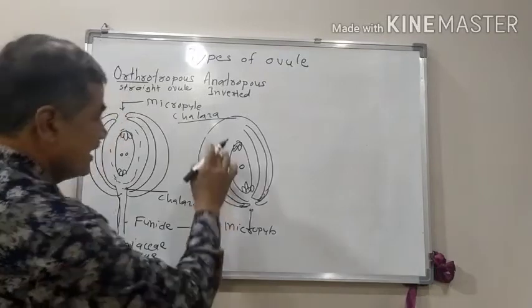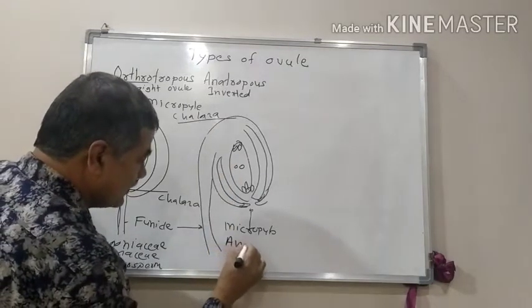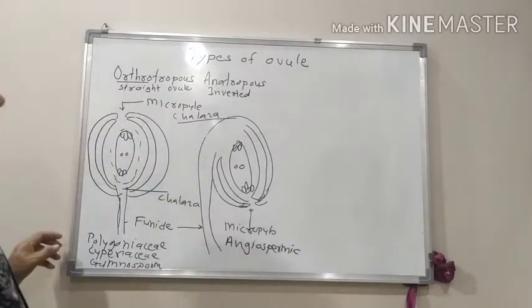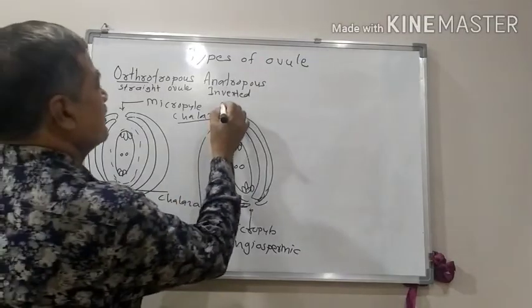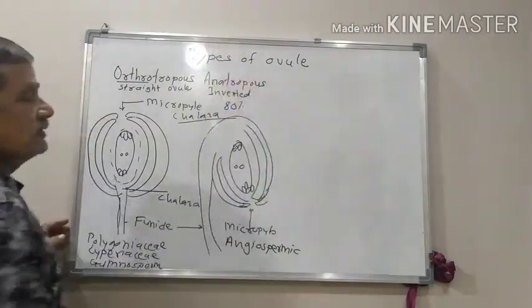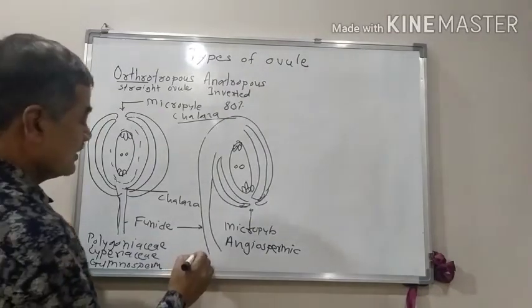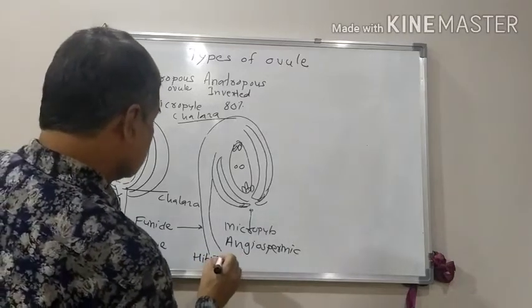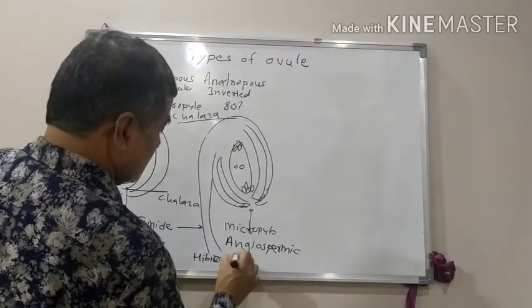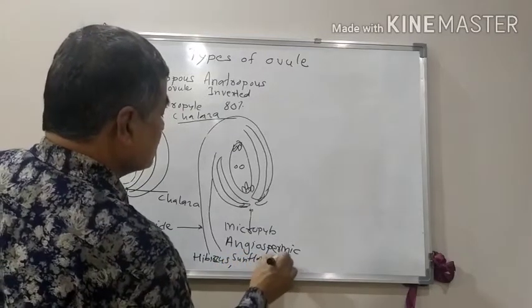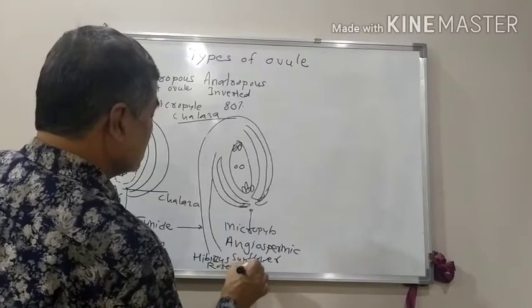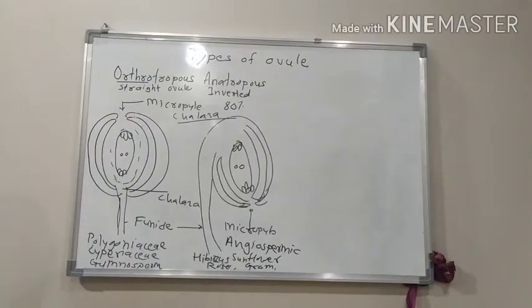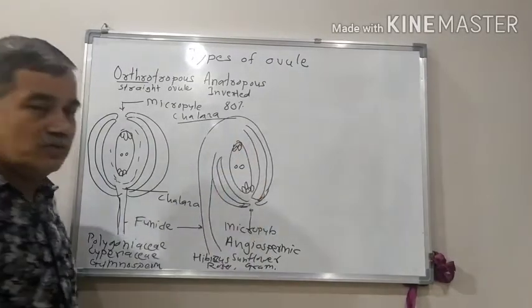It is a characteristic of angiospermic plants. Around 80% of angiospermic plants have anatropous ovules. Examples: hibiscus, sunflower, rose, gram, bean, etc. So 80% of flowering plants have anatropous ovules.